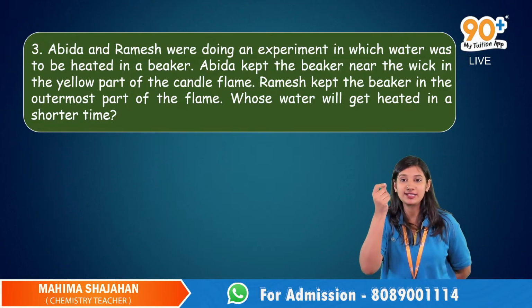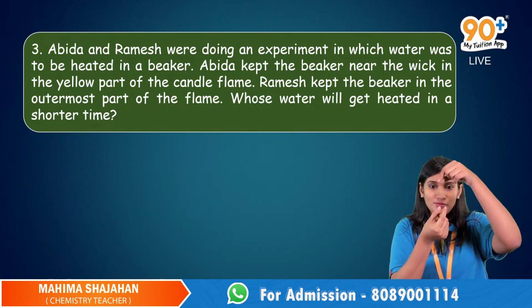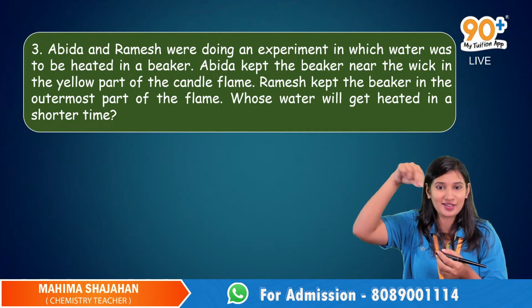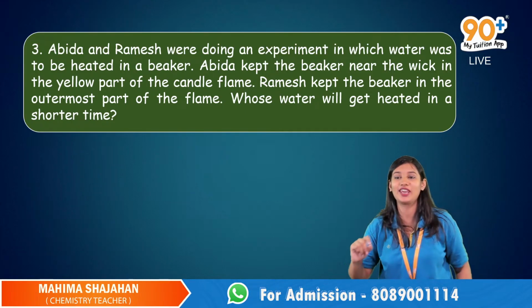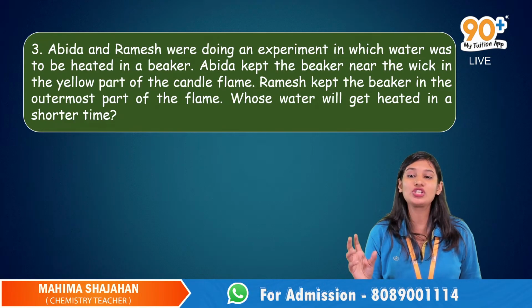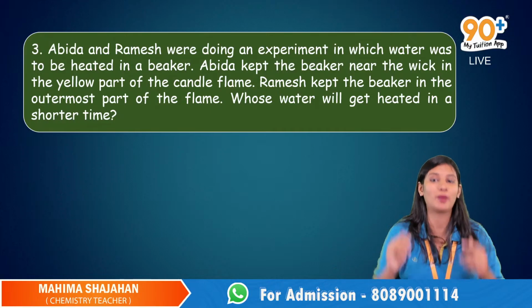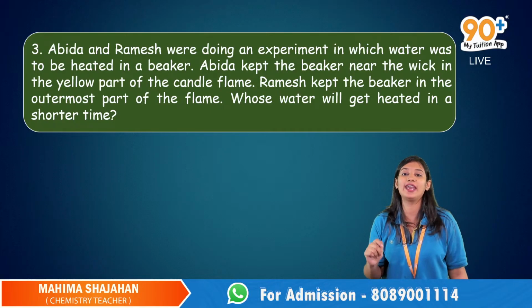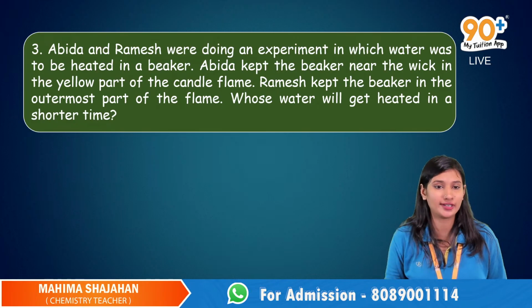Okay, did you understand what the wick is? The part we use to burn the candle. Yes, that is called the wick. Okay, she kept it in the yellow part. Where did Ramesh keep it? Ramesh kept it in the outermost part, whose water will get heated in a shorter time.